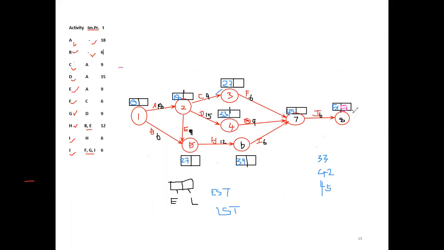Okay, let me continue from where I stopped. Now we have calculated the forward pass computation. Then we come to know that 51 days is the total completion time. Now we have to identify the critical path. For that, we have to calculate the latest event times.